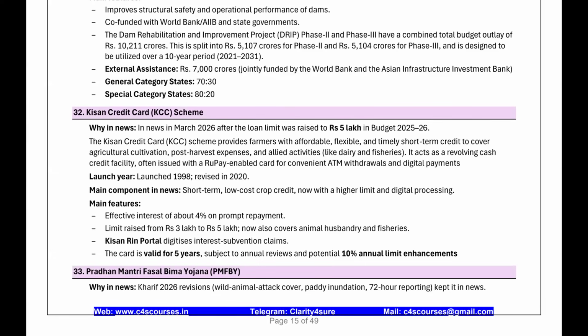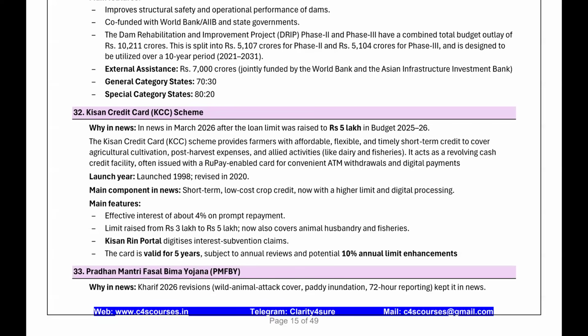Now, an important scheme: the Kisan Credit Card, KCC scheme. It was already discussed in the circular, but I will tell you again. Under which ministry will it be coming? Yes, very good, Twinkle. It is under the Ministry of Agriculture, right?